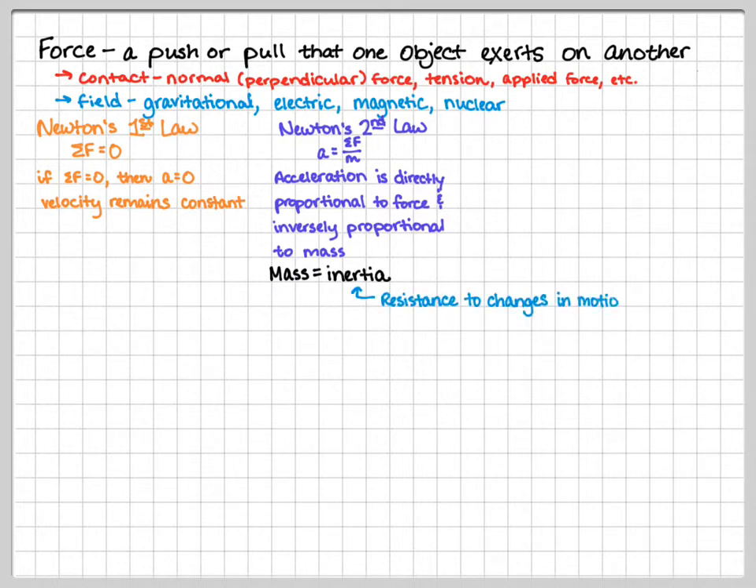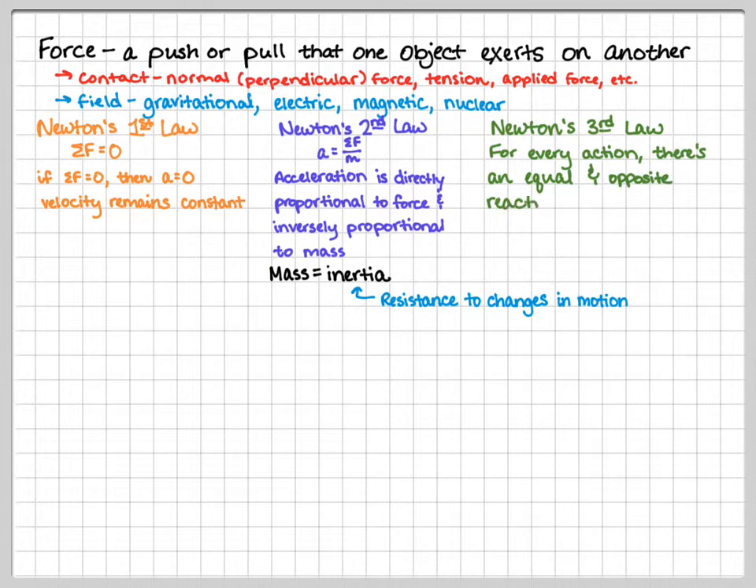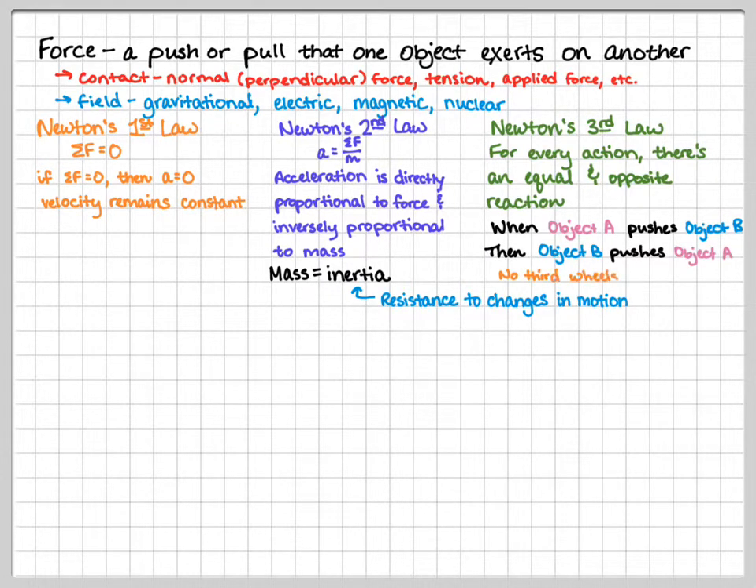Newton's second law has to do with the proportionality of acceleration with relation to the net force and the mass. And then Newton's third law, probably the most misunderstood. For every action, there's an equal and opposite reaction. This always needs to follow the format: if object A pushes on object B, then object B pushes on object A. There can't be any third objects in the mix. It's always between just two objects.